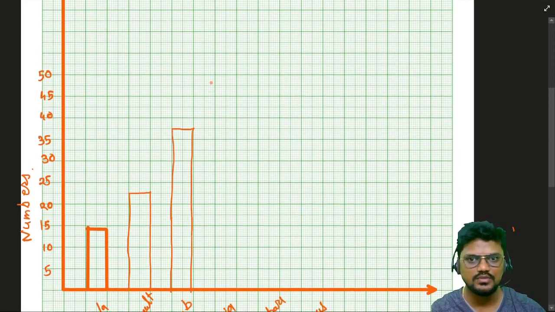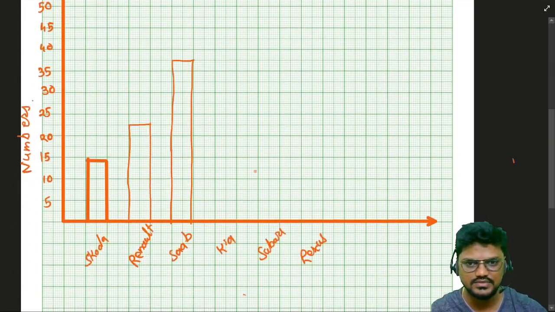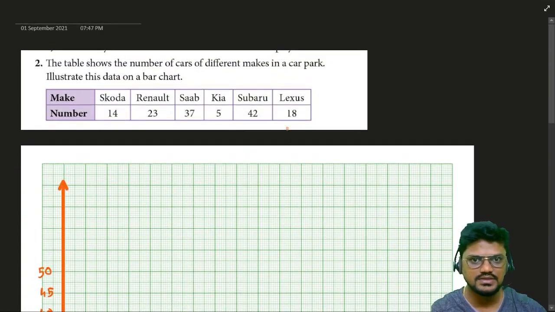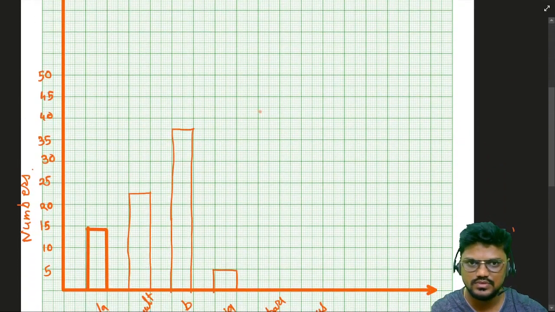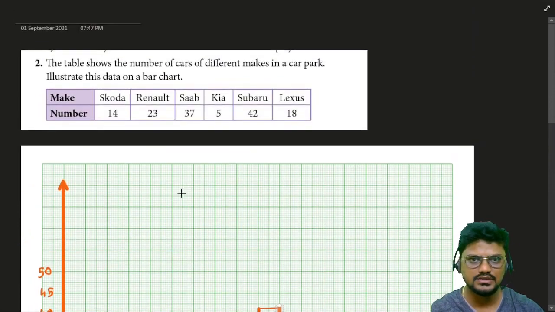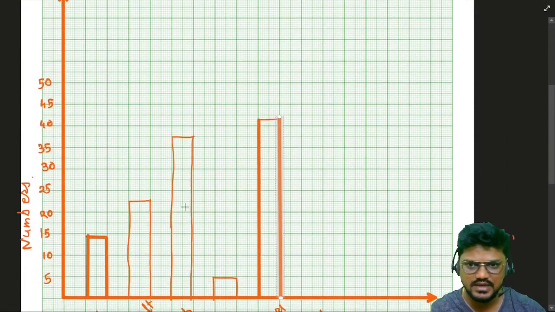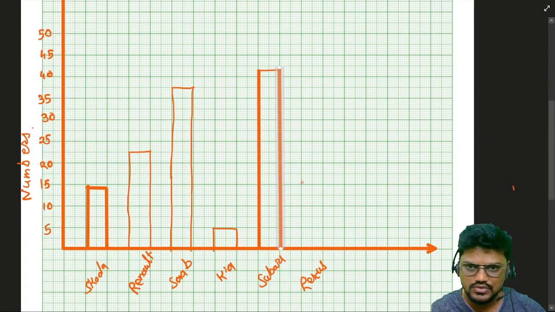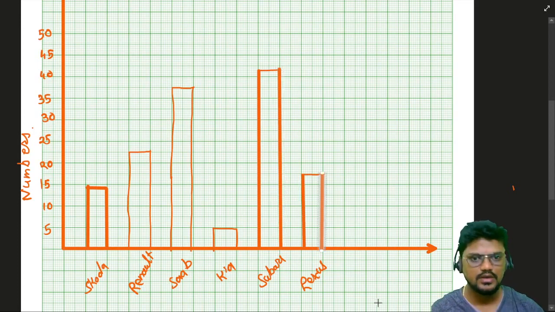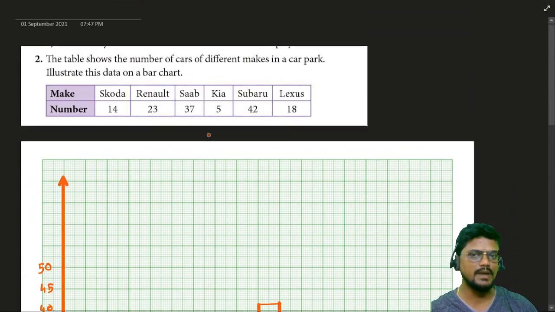I'm drawing a rough diagram over here. Then Kia has 58. Next is 42. If this is your 40 and this is your 43, it will be less than this. And the last one is Lexus. Lexus has 18. So 18 will come between 15 and 20. Okay. So this is how you get the bar chart.